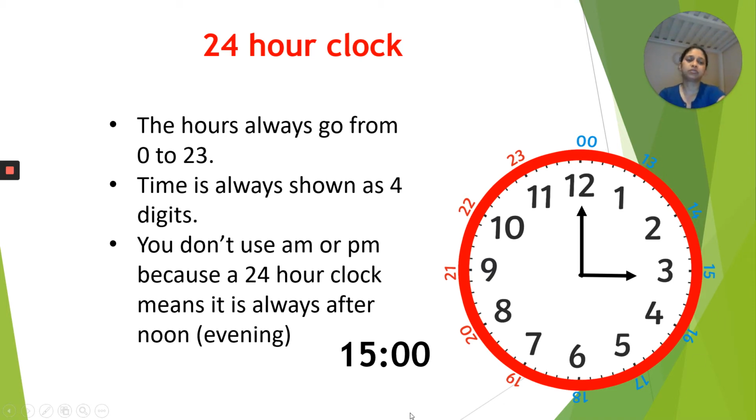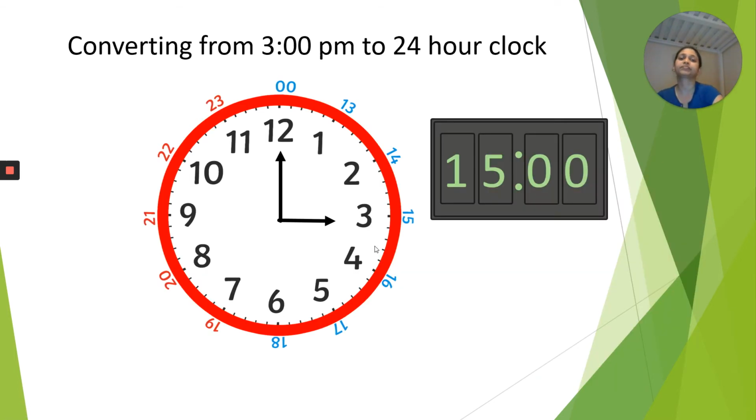It's always shown in 4 digits like this: 1, 2, 3, 4, the same with your 12-hour and your 24-hour clock. The hours come first, followed by a colon, which are these 2 dots, and then you have your minutes on this side. In your 12-hour clock you use AM and PM, but in your 24-hour clock you do not use AM and PM, because your 24-hour clock is usually in the evening or afternoon.